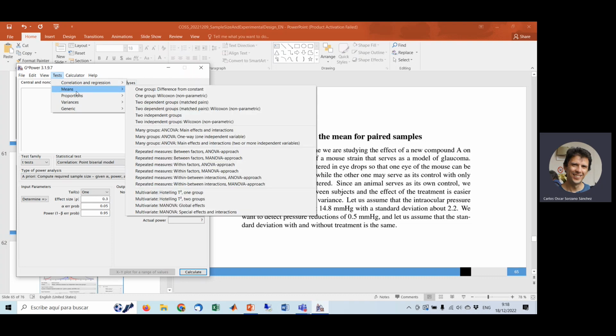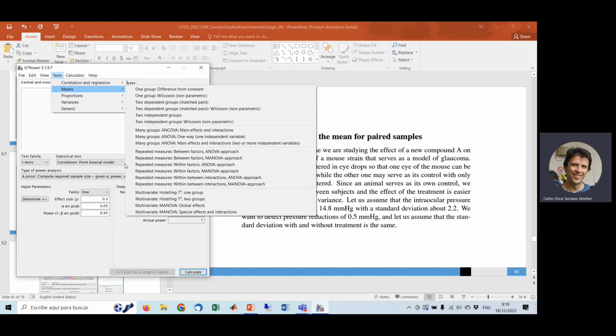Now we have multiple choices. We have one group, where we compare the mean of a group to a constant, and we can make that comparison non-parametric. Actually, we have this choice of non-parametric or parametric comparisons all the time. Then we have two groups, independent or dependent. Independent groups means the animals are different in each of the groups, but in our case, we have two groups, but the animal is the same. So we have measurements from the left eye and right eye. You can also do that for before and after treatment.